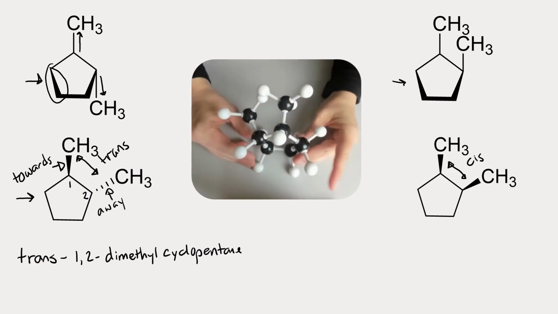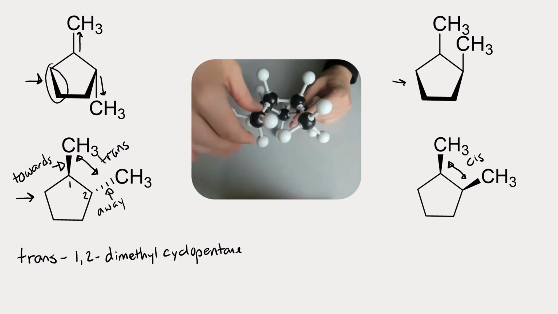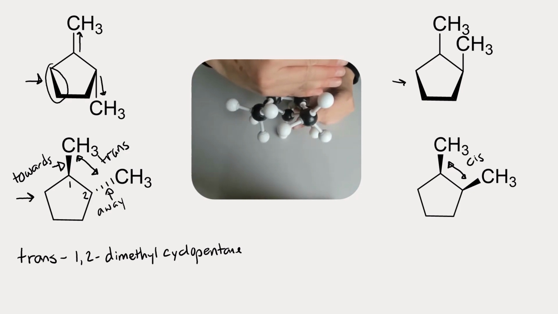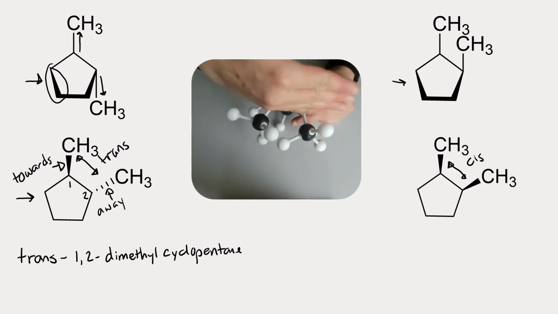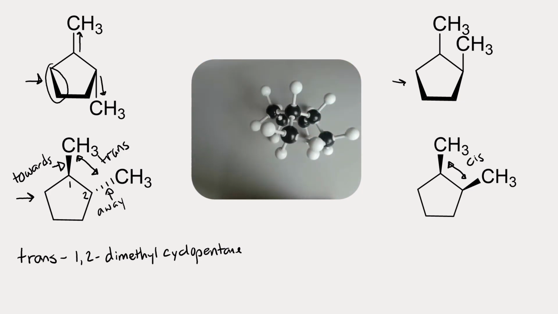So in that other structure, we have that carbon ring, and we can see that our bonded substituents are on the same side, whether it's above or below doesn't matter, but it's on the same side of that ring. So that is cis. Again, numbering where those substituents are, carbons 1, 2, dimethyl, cyclo, pentane.